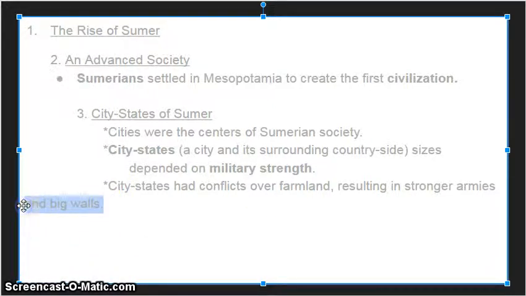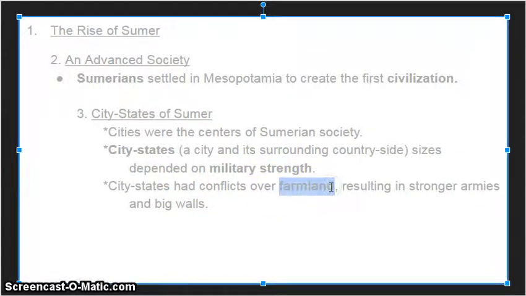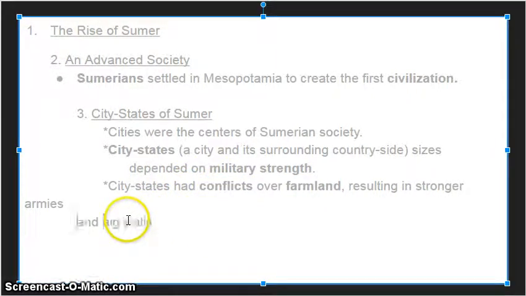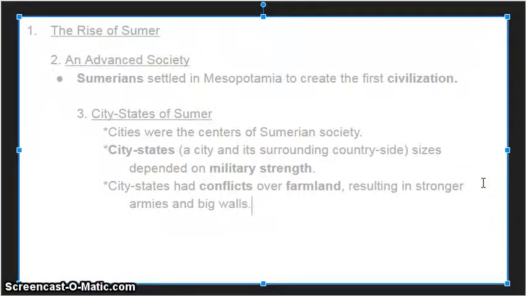So you can tell here they were constantly fighting over who could control more land, because obviously if you could control more land, then you had more money, more resources, things like that. But you couldn't just go in and take over somebody's land without a fight. So they had to develop pretty strong armies to be able to do that. And they also wanted some protection from people coming in and taking over their land. So they built big walls around their cities.